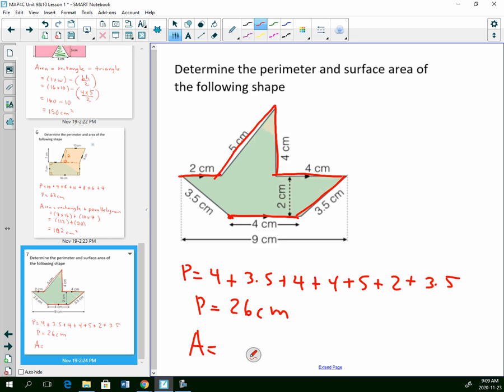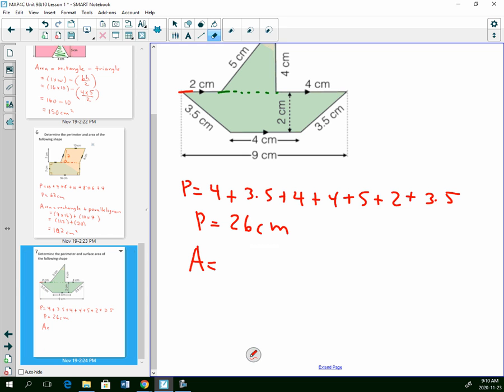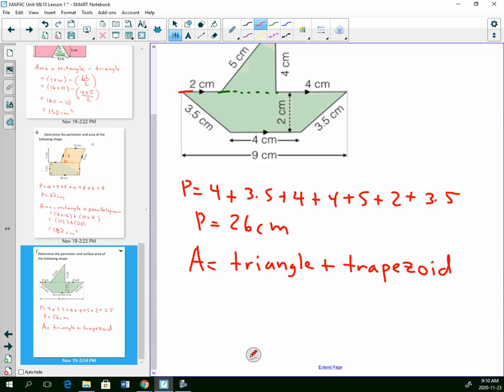And then area. Probably the easiest one is to divide it into a triangle on the top, and then the bottom is a trapezoid, right? A trapezoid is where you have one pair of parallel lines, okay? So I'm going to divide it into a triangle plus a trapezoid.